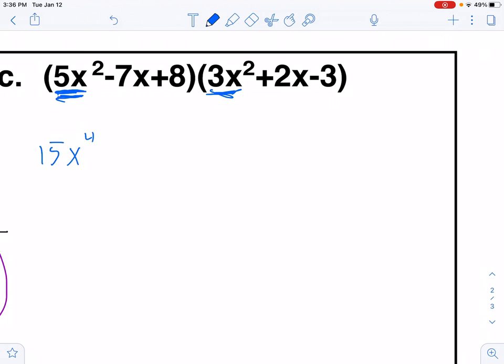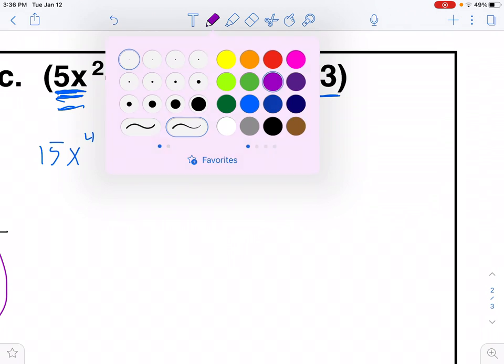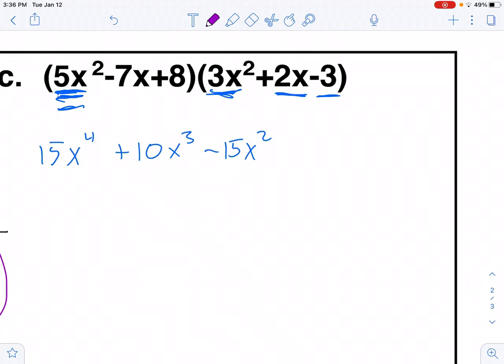5x squared times 2x. 5 times 2 is 10. And x squared and x make x to the 3rd. 5x squared times negative 3 is negative 15. And we're going to leave that x squared attached. So instead of doing 3 rainbows, right, like that, because that can look messy, I just did 3 lines.